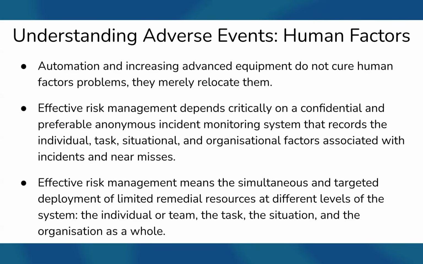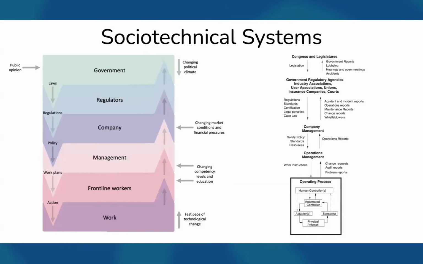Effective risk management means the simultaneous and targeted deployment of limited remedial resources at different levels of the system: the individual or team, the task, the situation, and the organization as a whole. So this is a much broader view of how to go about risk management, how to think about what gives rise to accidents and catastrophes, that moves beyond this event led to that event, led to that event, and everything worked like clockwork, one domino tipping over the next. So this view is more socio-technical in nature.